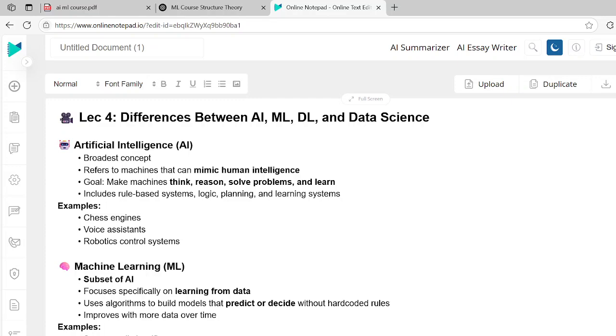What's the goal of AI? It's to make machines think, reason, solve problems, and learn, right? That's what you want from a computer, a machine that can make calculations, that can think like humans, and also solve problems for us, which we might or might not be able to solve ourselves. For example, a very large calculation. We have chess engines who think and act like that. We have voice assistants who respond to our commands. We have robotics control systems who just perform the task that we give them.